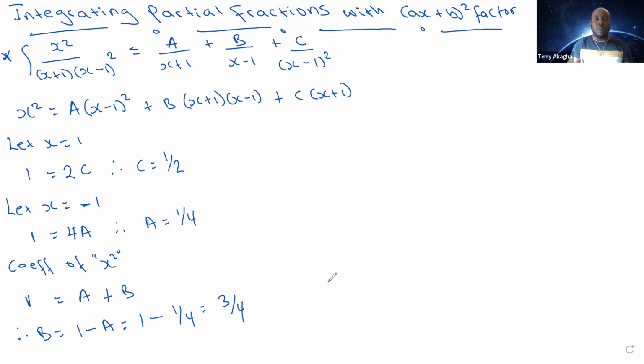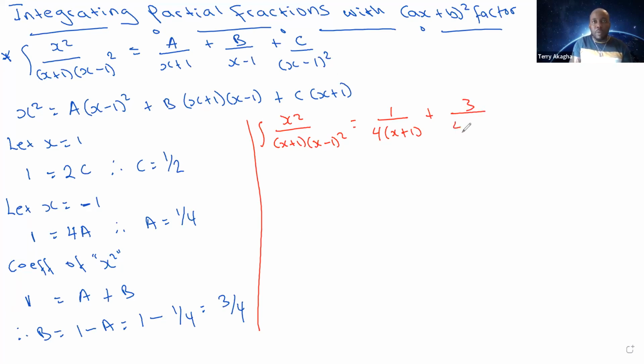Okay. So now, knowing that, we can now solve with partial fractions. That means I can rewrite the equation now to be the integral of x squared over (x plus 1)(x minus 1) squared will be equal to, my A was 1 over 4, so it's going to be 1 over 4(x plus 1), plus my B was 3 over 4, 3 over 4(x minus 1), plus my C was 1 over 2, 1 over 2(x minus 1) squared.